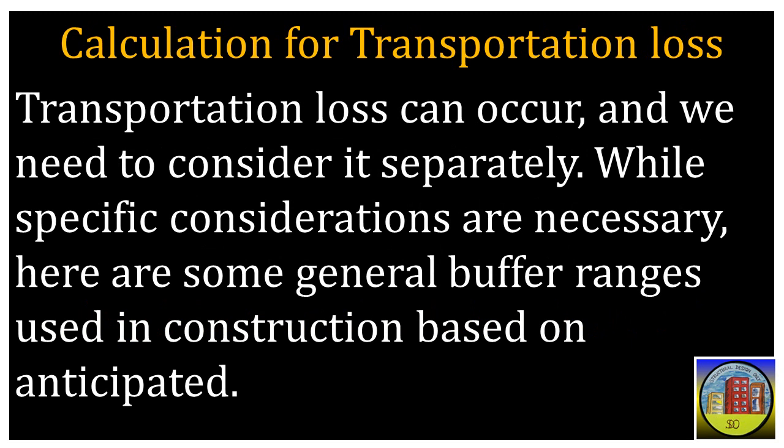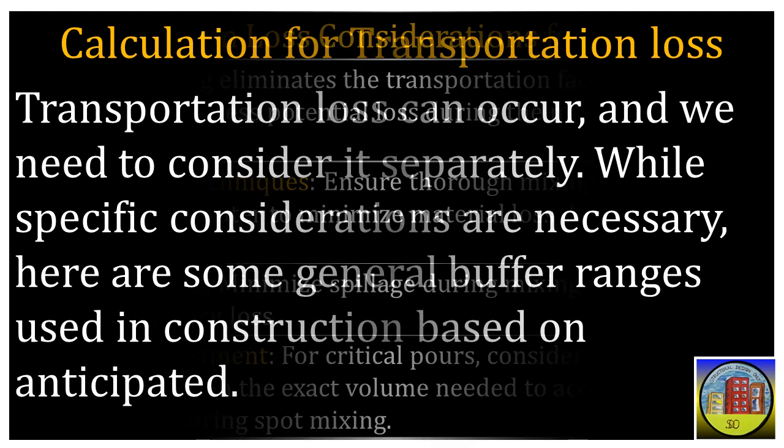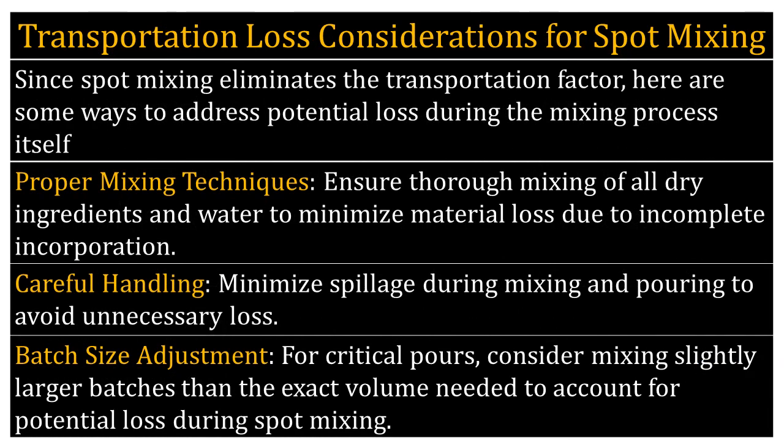Calculation for transportation loss. Transportation loss can occur, and we need to consider it separately, while specific considerations are necessary. Here are some general buffer ranges used in construction based on anticipated transportation loss considerations for spot mixing. Since spot mixing eliminates the transportation factor, here are some ways to address potential loss during the mixing process itself.